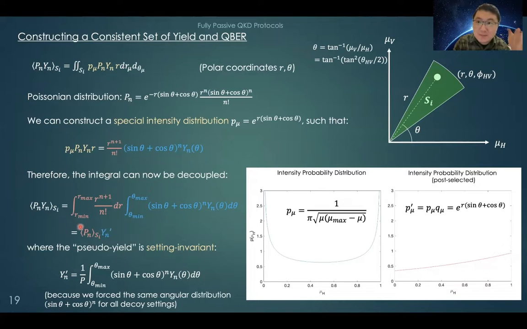The radial part corresponds to the new photon number distribution, and the angular part is the new variable for the linear equations, which we call the pseudo yield. So the pseudo yield is a setting invariant term. This is because by using the post-selection and choosing the sector shape regions, we have forced the same angular distribution for all decoy settings. So of course, the integral or the average of the Yn has to be the same across all the decoy settings, which is this new variable pseudo yield that we can use for the linear program.